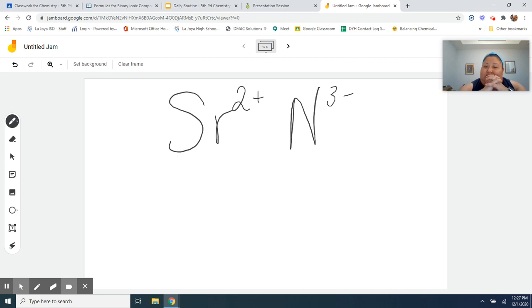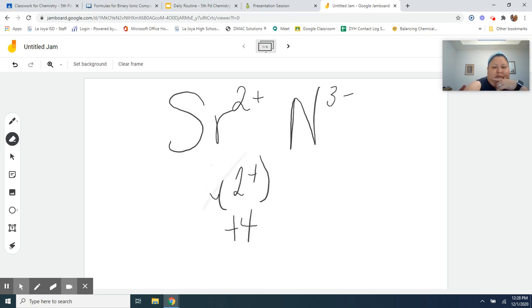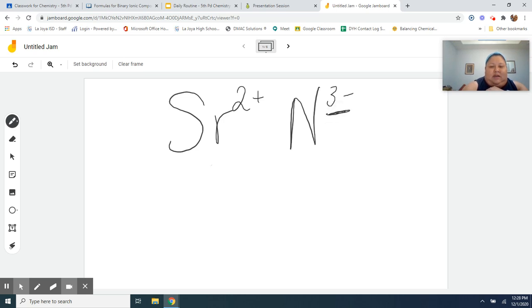You need just 1? 2? Well, if I have 2 strontium and a +2, I get a +4. That's not going to cancel. Let's go a little bit higher. Usually what you want to do is look at the number on the opposite element and use that. So if I have nitrogen over here with a 3, I'm going to take my 3 from nitrogen and multiply it by the +2 for strontium. That'll give me a +6.